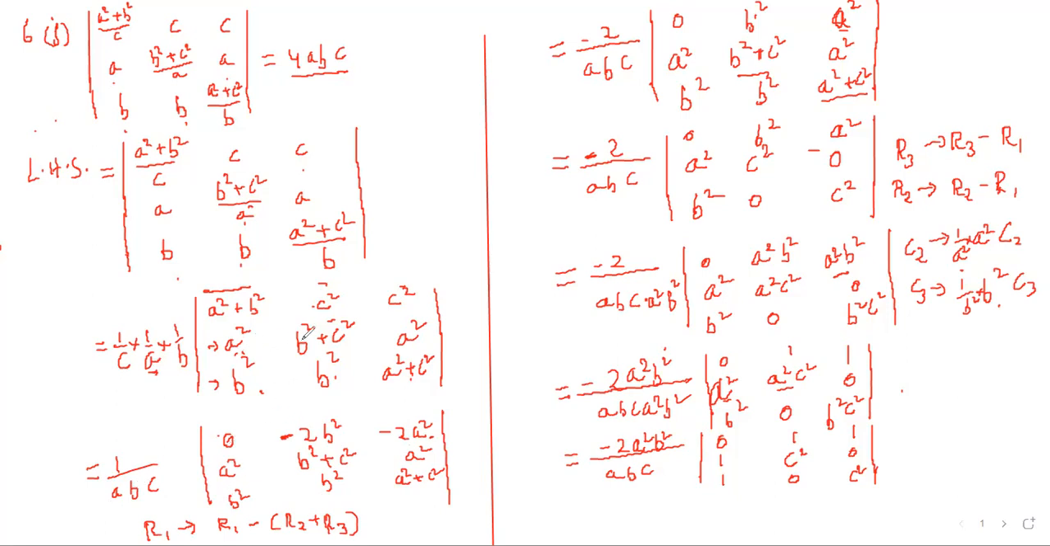Now, one thing which comes to our mind is that we can add C1 plus C2: a square plus b square plus c square, a square plus b square plus c square, two elements are common. But the third element b square plus b square becomes 2b square, which is not the same. So we will not perform this action. So what should we do? To bring 0, if we add R2 and R3, it will give a square plus b square. And if we subtract it from R1, a square plus b square minus a square plus b square, it becomes 0. So we will perform this action only.